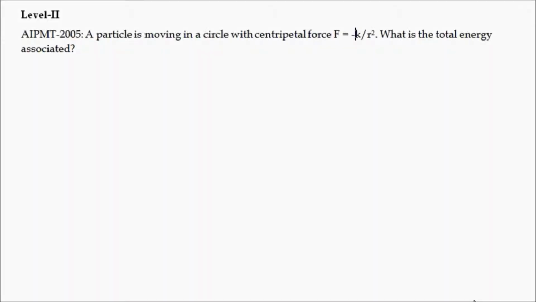A particle is moving in a circle with centripetal force F equal to minus k by r square. What is the total energy associated with it? I will first draw the figure pertaining to this. So what will be the figure?